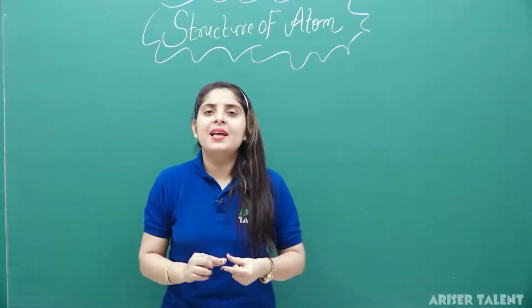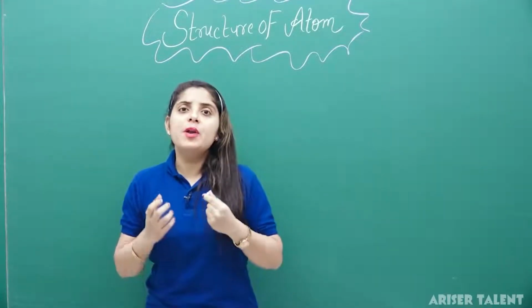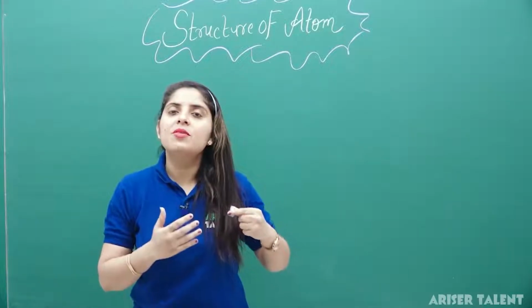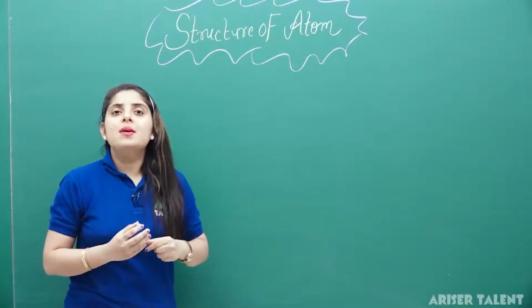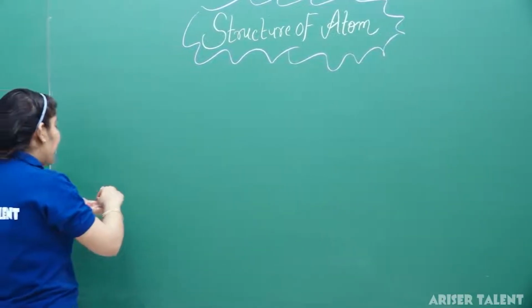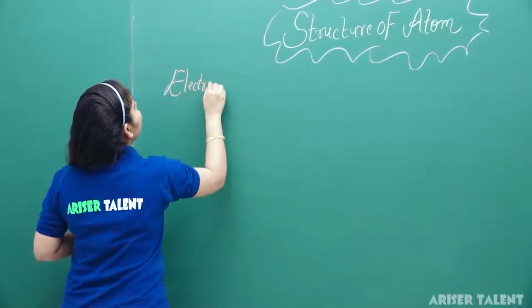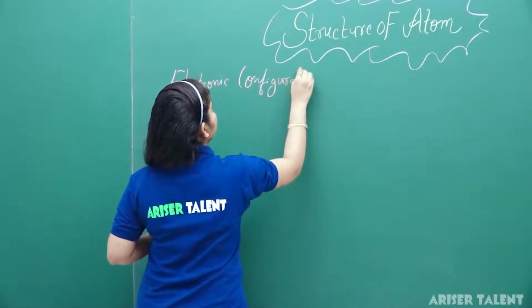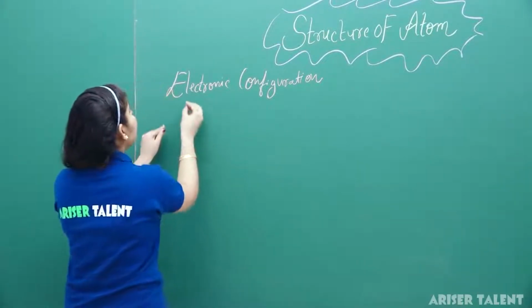So, in our previous lecture, we discussed the electronic configuration, which is basically the arrangement of electrons in the particular shell, and we discussed the electronic configuration of some of the elements in our previous class. Now, we will discuss the electronic configuration of more elements in today's lecture. So, we will write the electronic configuration of certain elements numbering from 11 to 18.